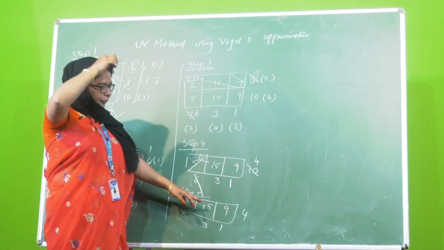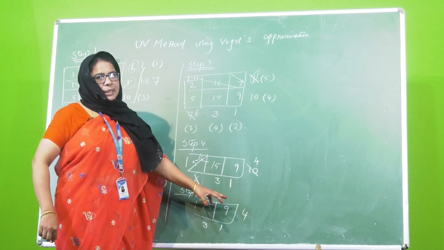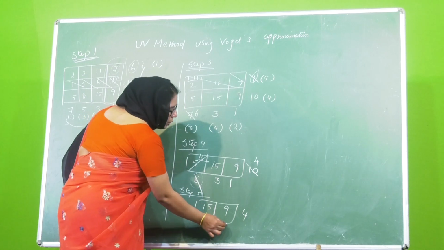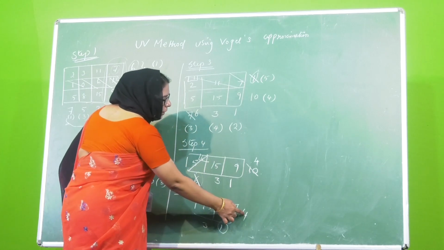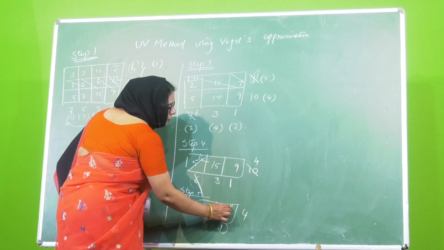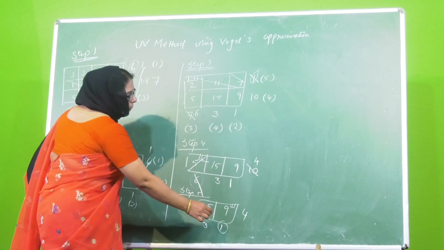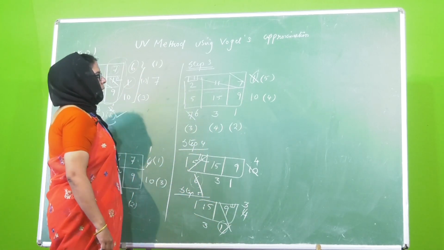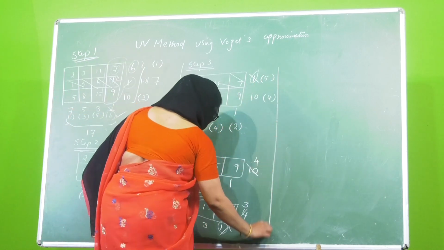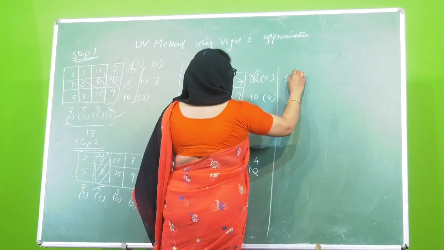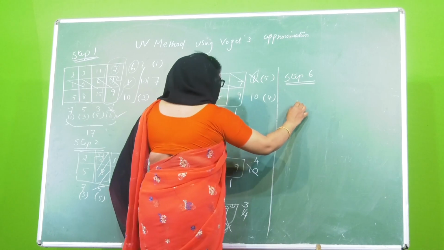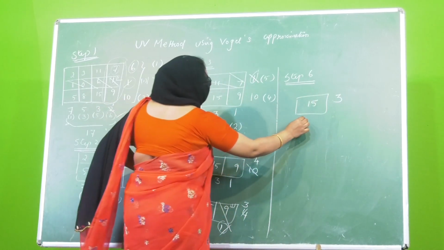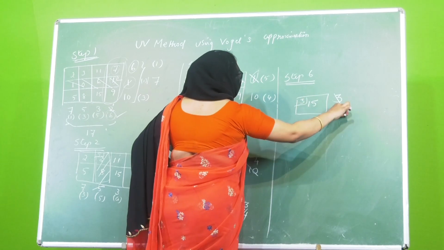So compared 9 and 15, which is the least element, least cell value? 9 is the least cell value. So the corresponding column element is 1 and the row element is 4. So obviously we have to allocate 1 and subtract 4 minus 1, 3. So this column is to be vanished. Step 6. 15, 3, 3. So the problem is to be balanced.